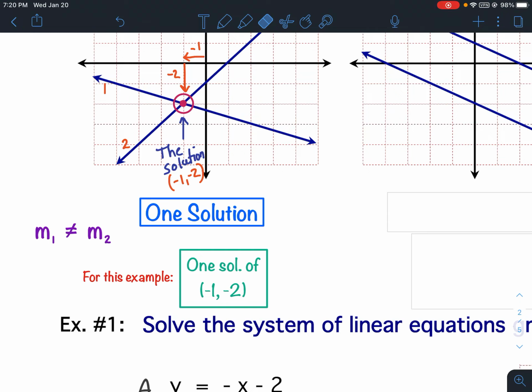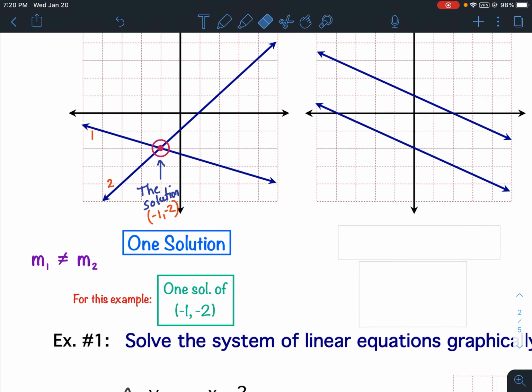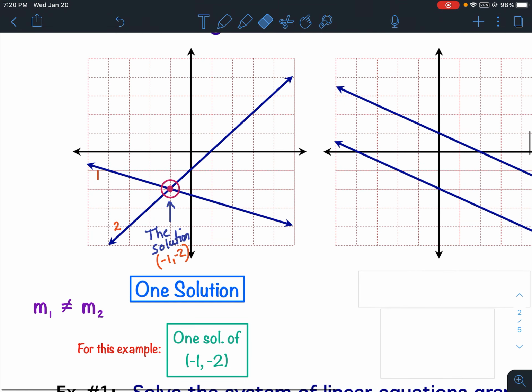I want you to pause your video, and you need to make sure you have everything that I have written down on your paper. So pause your video and get that all written down. So again, this is how you answer a one solution problem. If the lines intersect, that's how you would answer the problem.